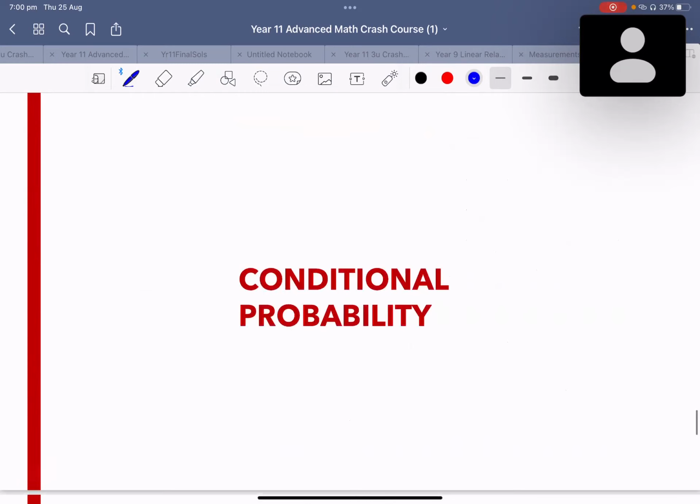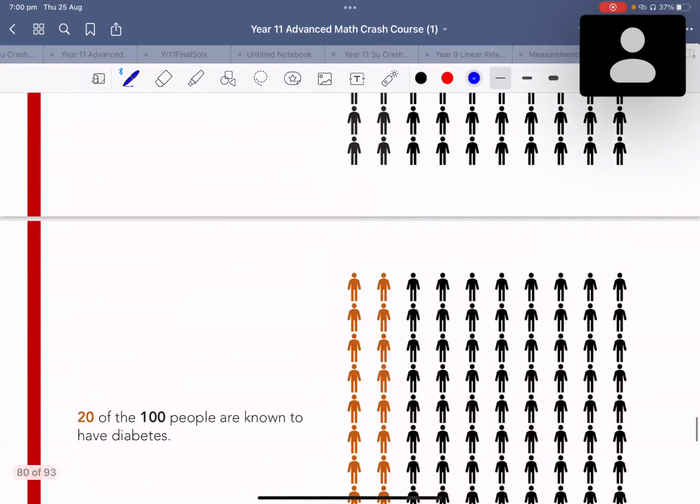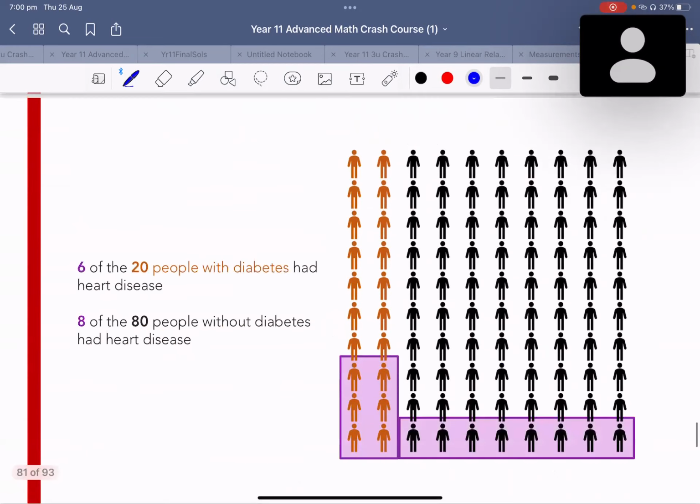All right, so an example of conditional probability that I'm going to go through right now, just to recap your minds a bit. So let's consider a sample of 100 people that I tested for a heart disease. We know that 20 out of 100 are known to have diabetes. So this many people out of this whole amount of people have diabetes. And after we find our investigation, 6 out of 20 people with diabetes also had heart disease. And 8 out of the 80 people without diabetes had heart disease.